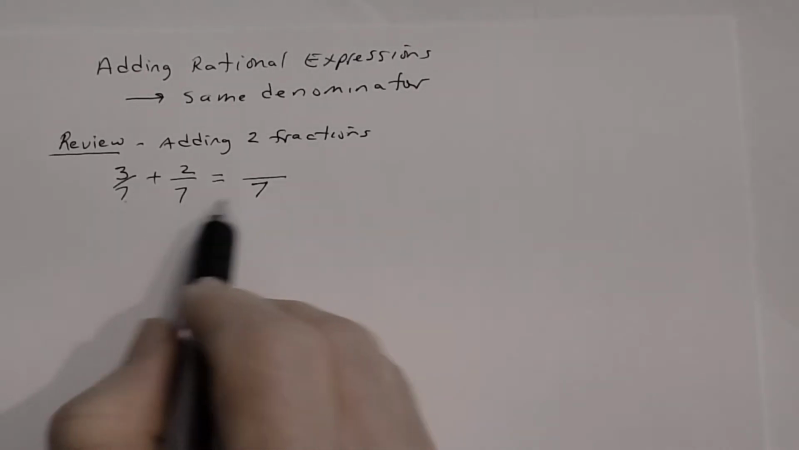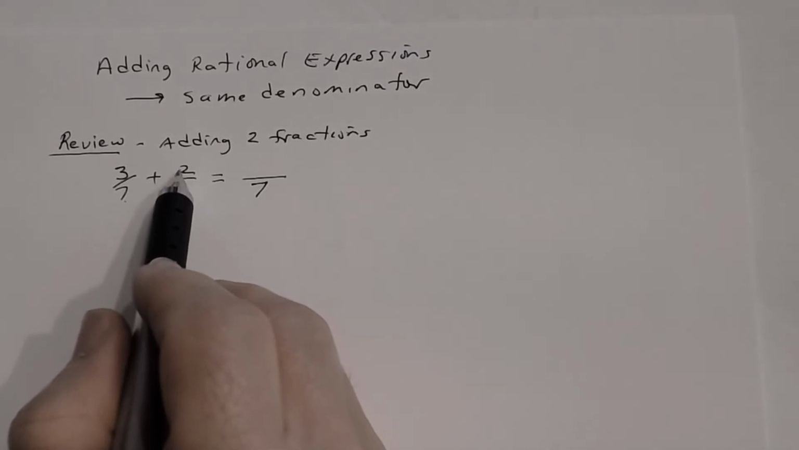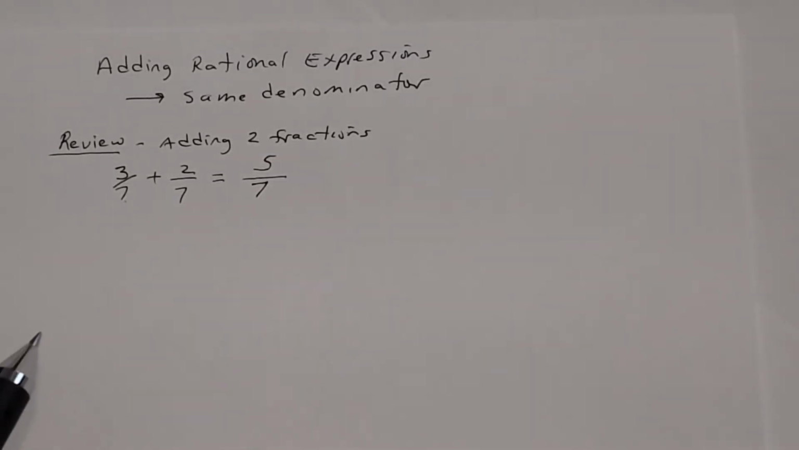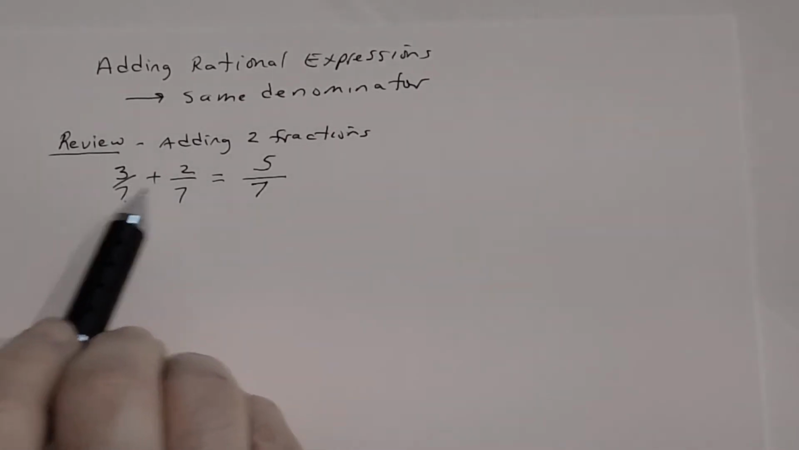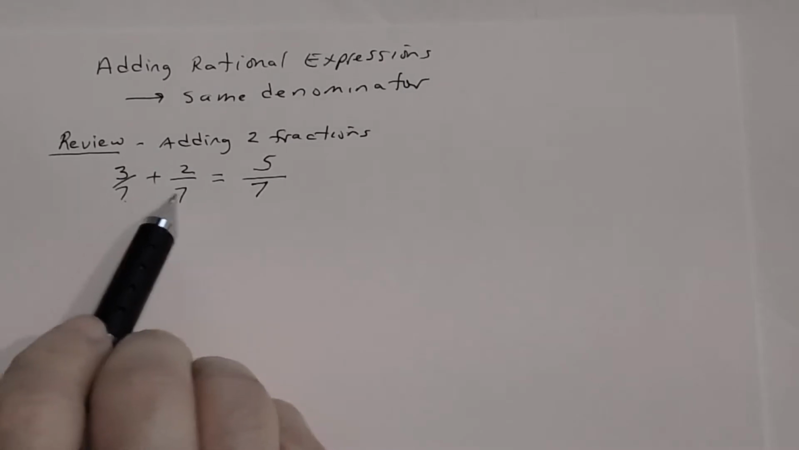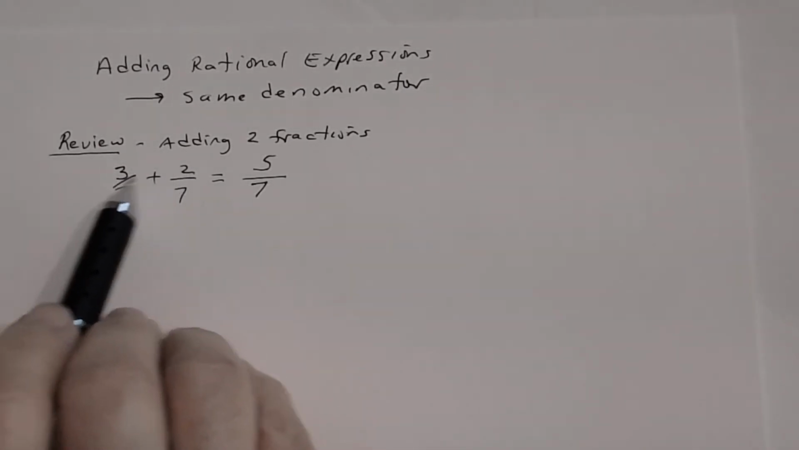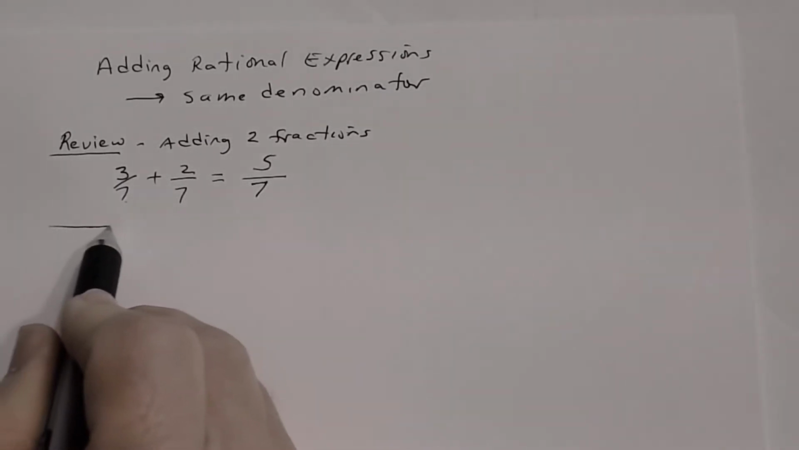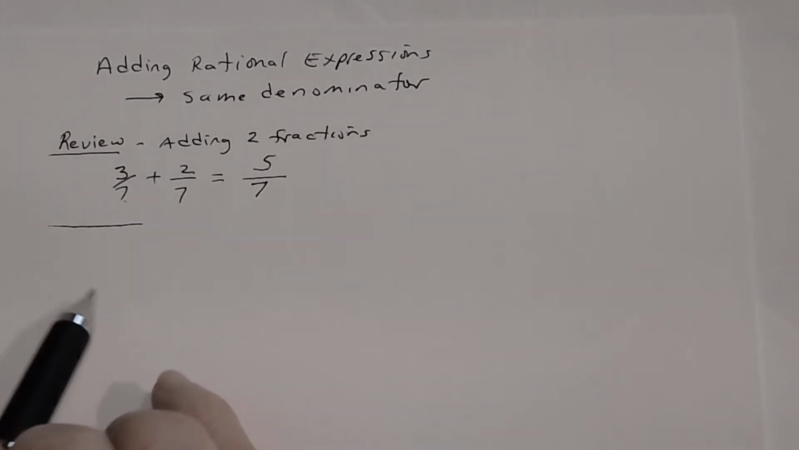All right, so the denominators are the same. So I have 3/7 and then another 2/7, and altogether I have 5/7. So when adding two fractions, remember we have to make sure that the denominators are the same, and all we need to do then is just add their numerators. Okay. Now let's look at some rational expressions where we have variables involved instead.